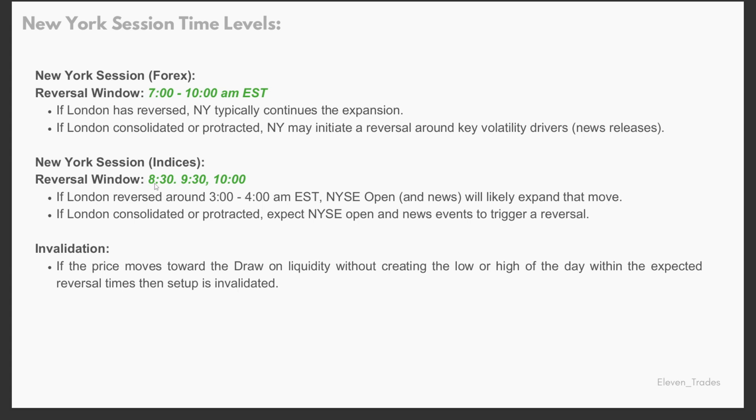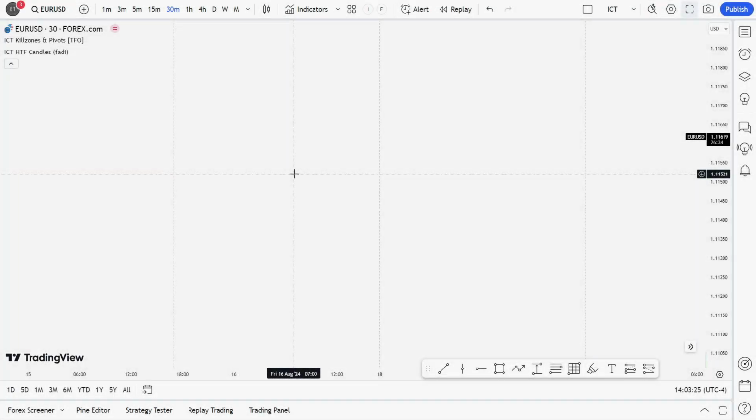Now if the 8:30 is doing the reversal, the 9:30 will continue. If the 9:30 is doing the reversal, then 10 a.m. will expand. Now what is the annualization? If the price moves to a drawn liquidity without creating the high or low of the day within the London or New York session, so this is annualization. We won't be trading that setup because we don't have the low or high of the day to trade away from.